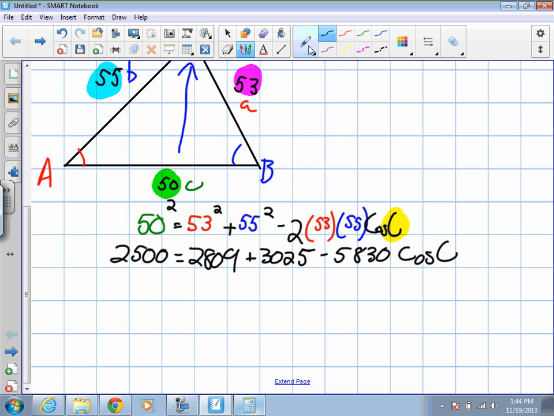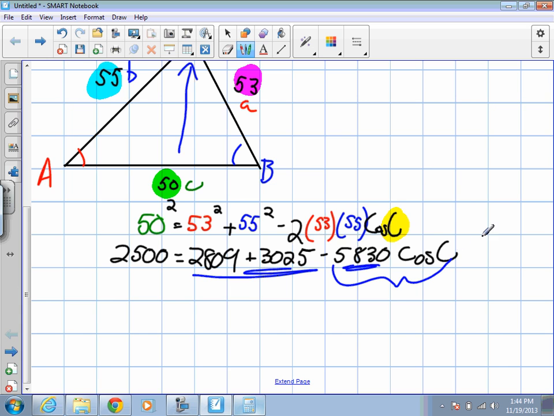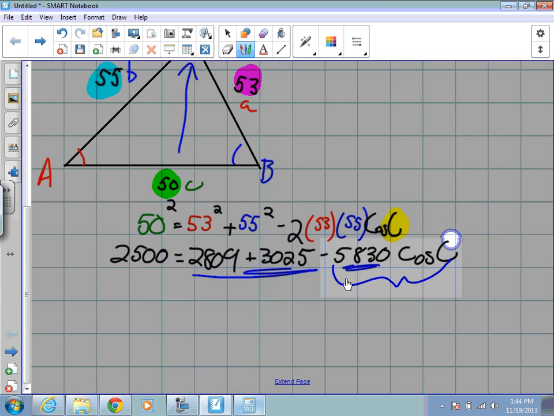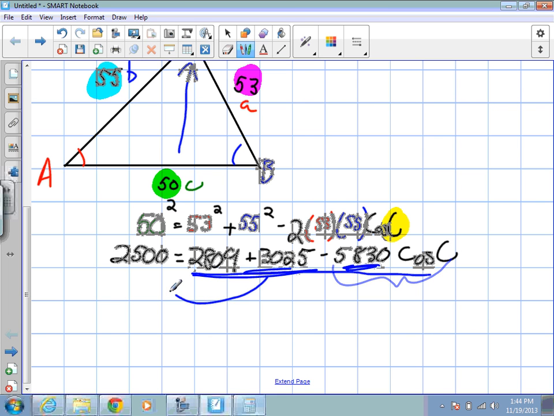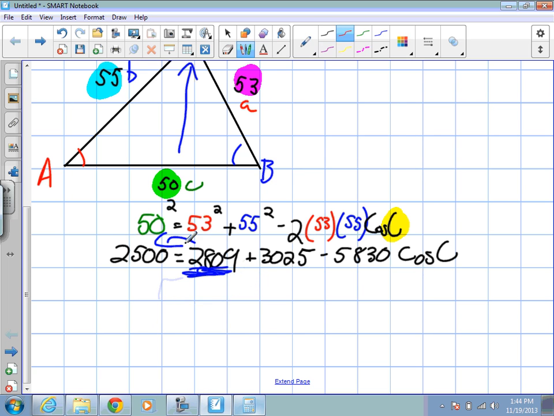Now remember, this is where our large error is. Because this is multiplication, I cannot equate these together. The goal is to isolate for C, which means I want to move all these other things to the other side of the equation. Okay? So I'm going to move our 2,809 first. I'm going to move it to the left side. And when I move it, what will it become on the other side? Yeah. In the same step, I'm going to move the 3,025. What will it become on the other side? Great. So let's do that all.